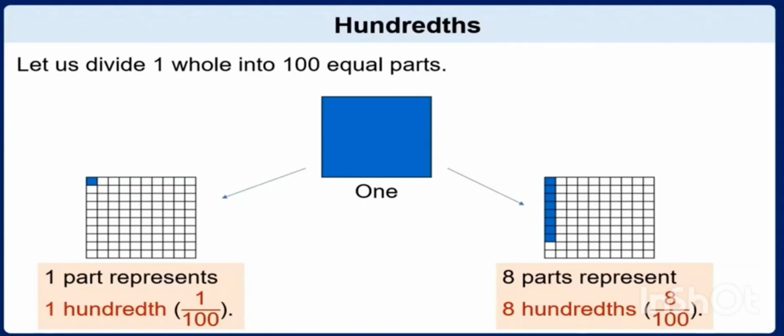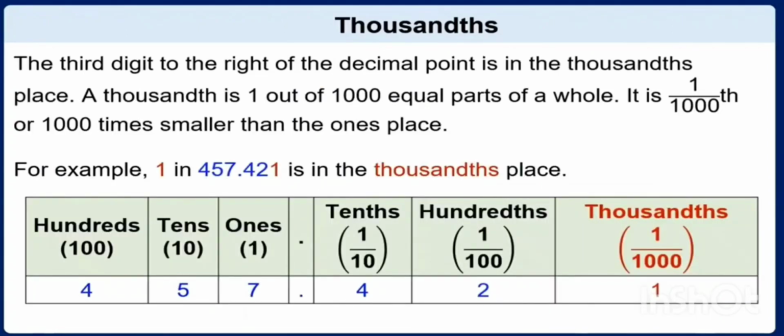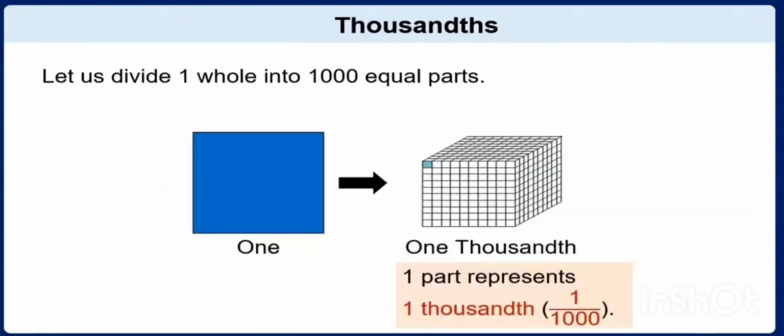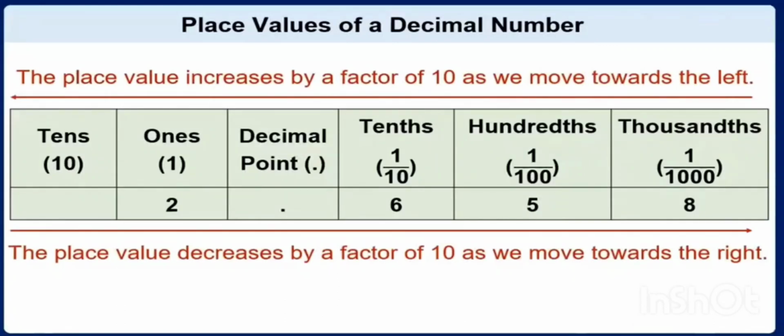The third digit to the right of the decimal point is in the thousandths place. A thousandth is 1 out of 1,000 equal parts of a whole. It is 1 thousandth of the ones place, or 1,000 times smaller than the ones place. For example, 1 in 457.421 is in the thousandths place. Here, one shaded part represents 1 thousandth. So, we can conclude that the place value increases by a factor of 10 as we move towards the left. Alternately, the place value decreases by a factor of 10 as we move towards the right.